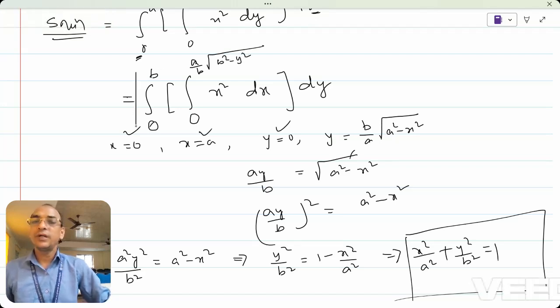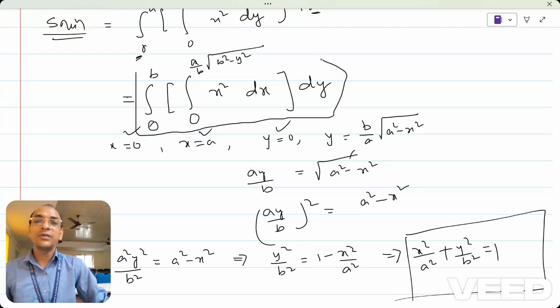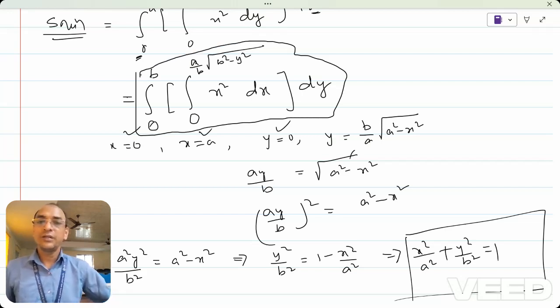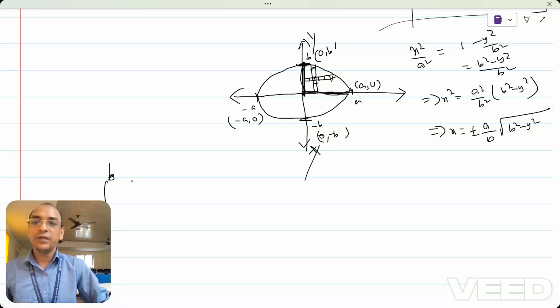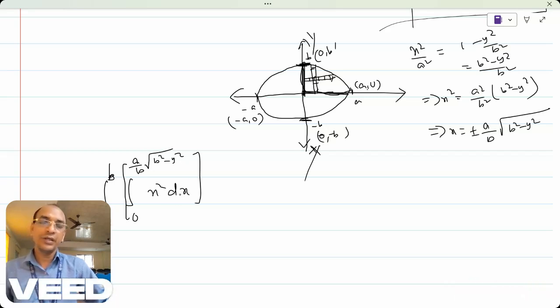Now we will evaluate this. After writing the limits, we will evaluate. So what is the new integral now? My new integral is integration 0 to b, integration 0 to a by b root over of b square minus y square, x square dx dy. Since the inner integral has limit as a function of y, it will be dx and then dy. Now we will evaluate this.